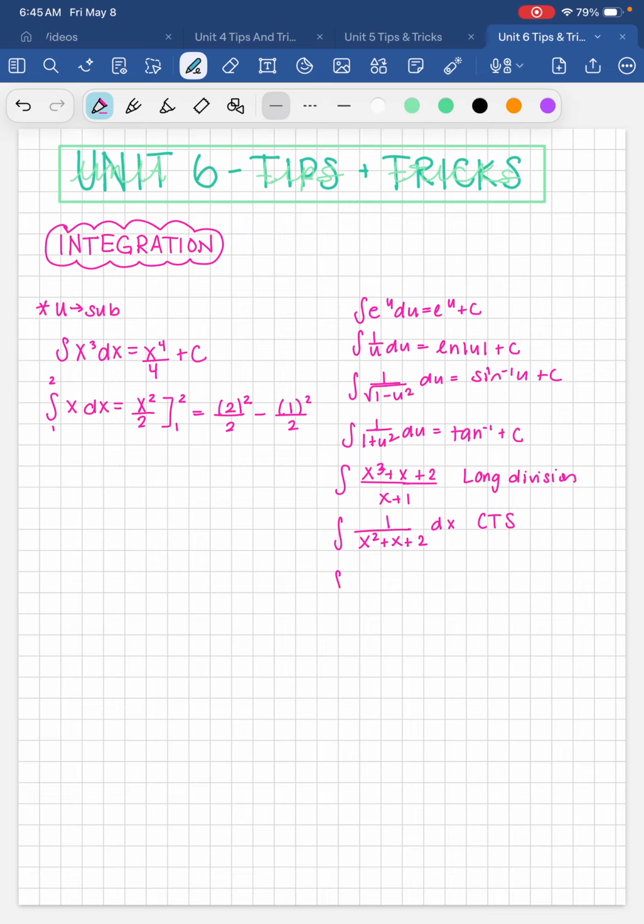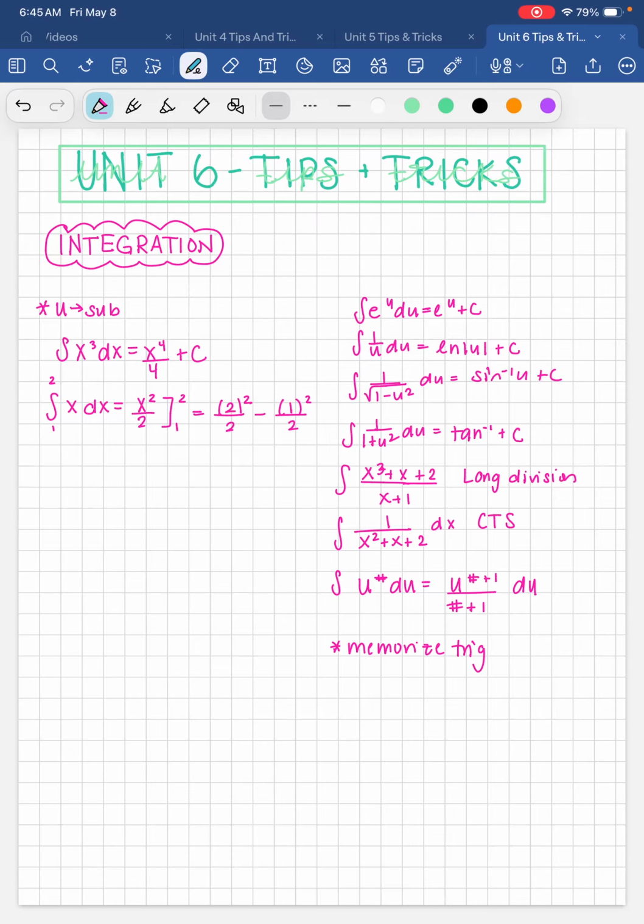Chain rule integrals, your goal is to get u to a number. So then it's just going to be u to the number plus 1 over that number plus 1. Look at my other videos if you want specifics on how to integrate, but you need to know your trig integrals as well, so make sure you memorize your trig integrals.